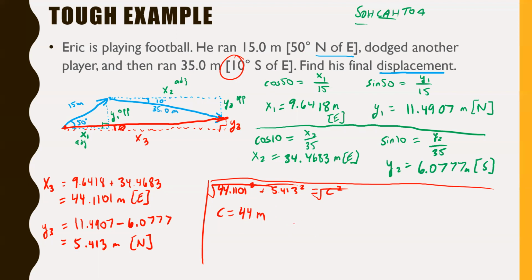Great, awesome. Okay, last thing we've got to do here is figure out what that angle is. Now keep in mind, with this red triangle that we've got here, y3 acts as our opposite side, x3 acts as our adjacent side, and we know those sides.